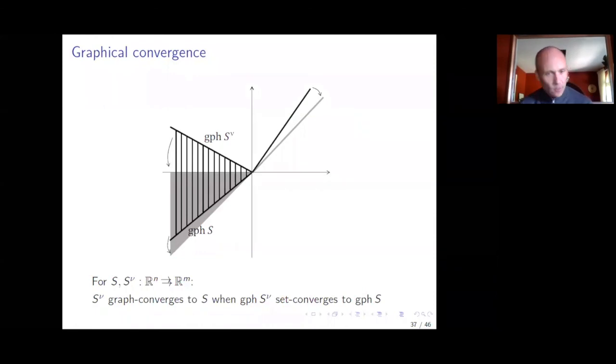In that context, again, we can try to say what would be a good approximation of a set-valued mapping. And that's where graph convergence comes in. So if I look at the graph of the set-valued mapping, maybe the shaded gray one is the graph of S, and then the black dashed one here is the graph of S nu. And these arrows indicate that they're starting to overlap each other. And that's what we call graph convergence, which is nothing but set convergence of the graphs.